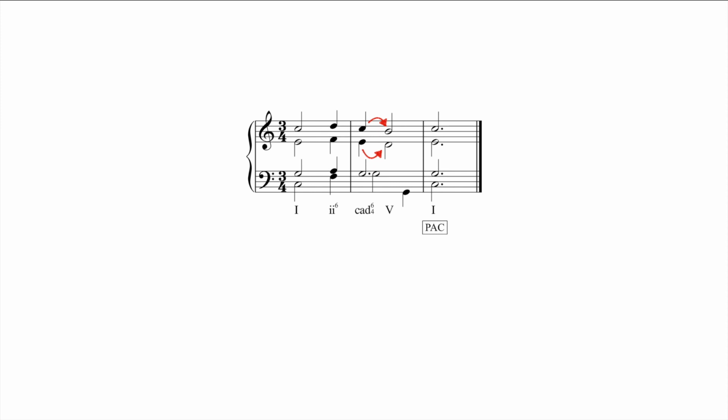One common exception involves the 6th moving up by step to become the chordal 7th. The 4th, however, should always resolve down by step.